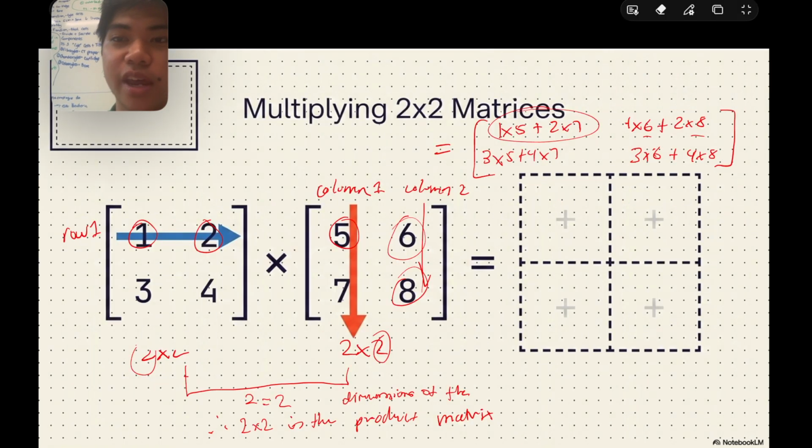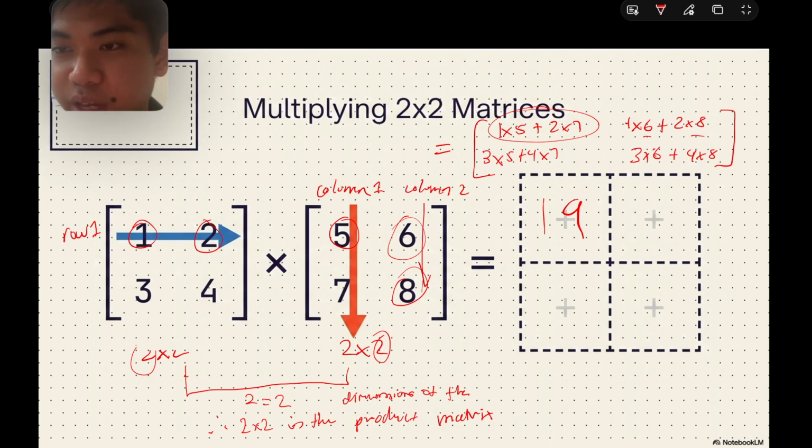Again, I'm just doing the working out separately as a separate matrix and then giving the final answer. So 5 plus 14 for our top left is going to give us 19. Top right, we have 1 times 6 is 6, plus 2 times 8 is 16, so 6 plus 16 equals 22. Now 3 times 5, 15, plus 4 times 7, 28, so 15 plus 28 is 43. And then finally, 3 times 6 plus 4 times 8, so 18 plus 32. That's going to give me 50.